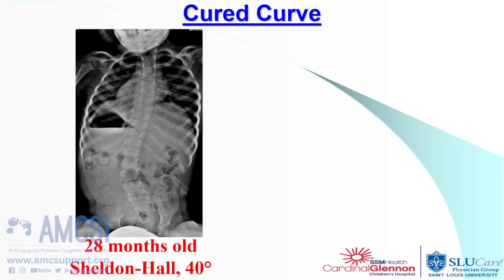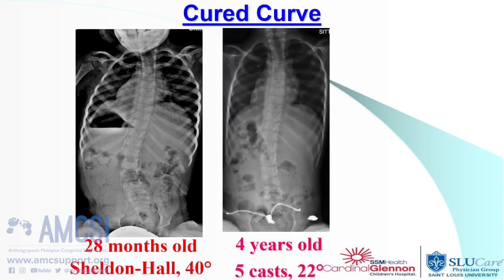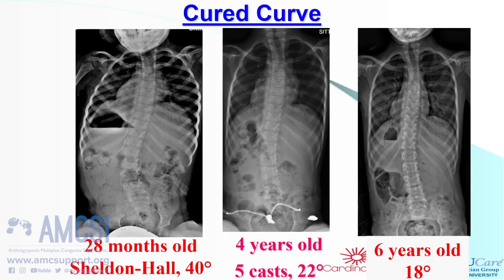So here's the one cured curve I had. A child with Sheldon-Hall syndrome, 28 months of age, had a 40-degree curve, which is a very significant curve at that age. But 2.5 years later, after 5 casts, he's got a 22-degree curve. So we actually were able to treat him without a brace for several years, and now he is about 10 or 12, and that curve is slowly coming back. We've got him back in braces. But we were able to get a number of years that he had nothing at all that he needed for his back.